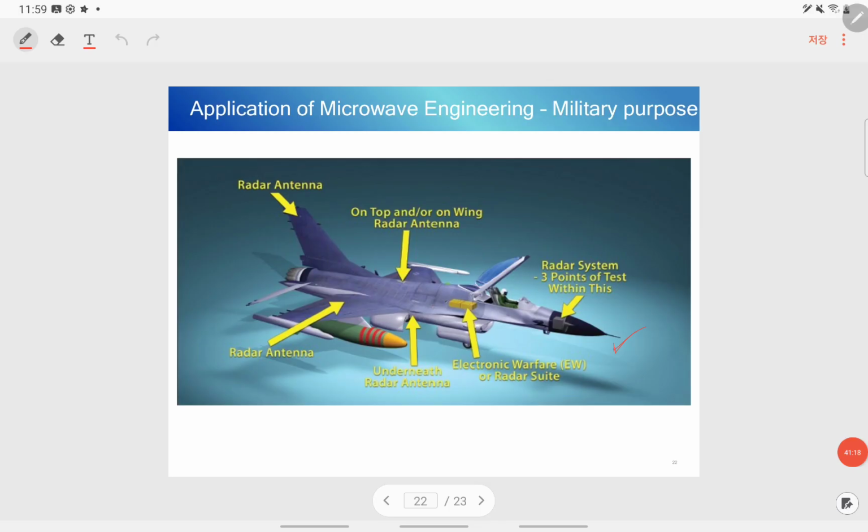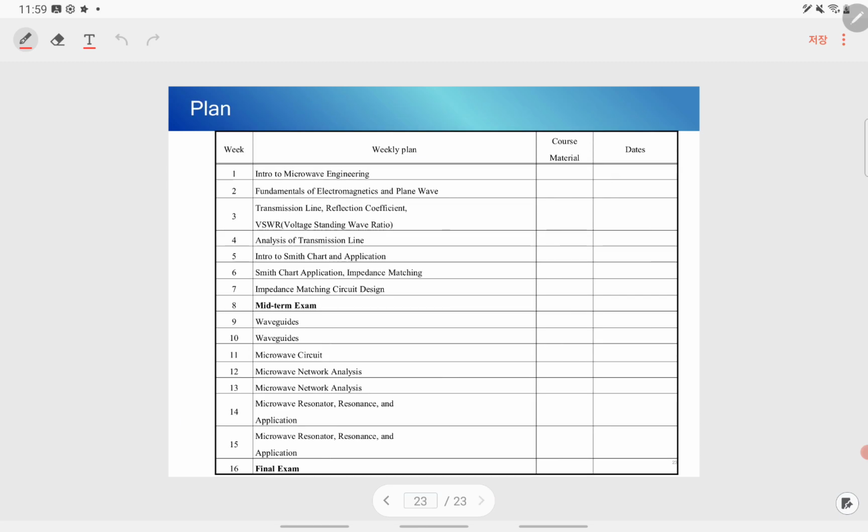For military applications, the radar in the airplane is also used, right? So this is another application of microwave engineering. So this is the plan. You can take a look, and that's it for today.